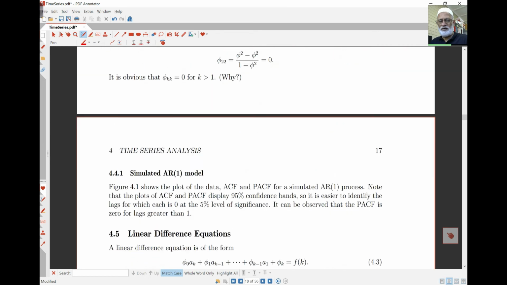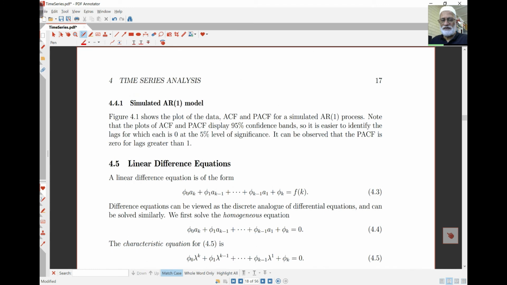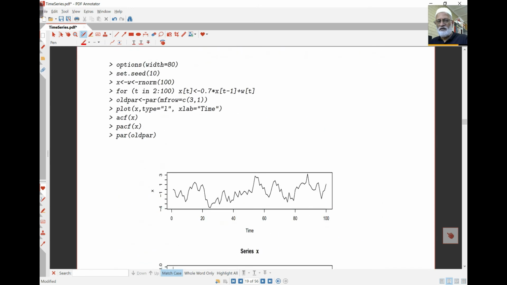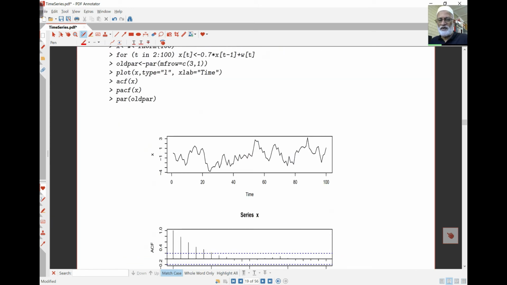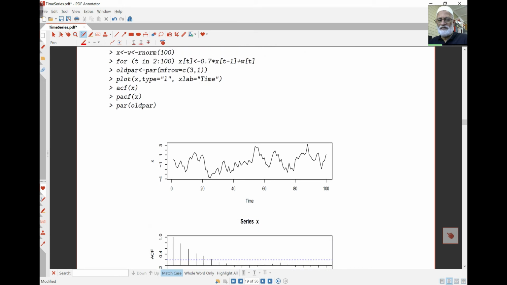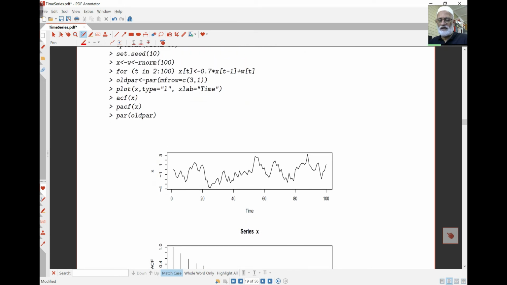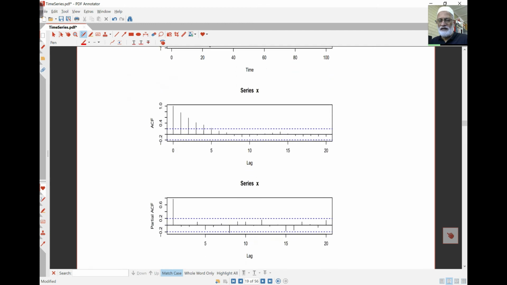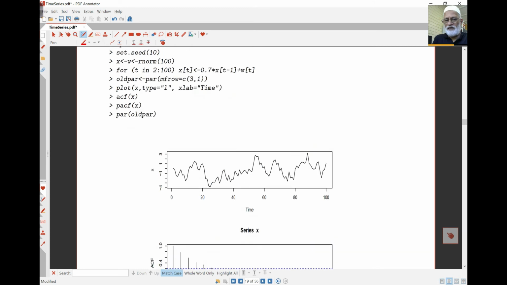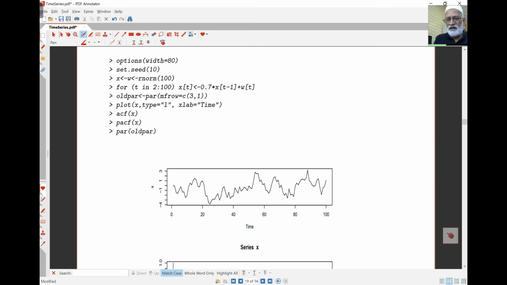So let's take a look at some plots here for the AR1 process. Figure 4.1 shows what's going on here. Here's figure 4.1, and I'm going to code there, you can look at this as well. Here is the actual process itself. There's no trend here. It's just a straight AR1 process. As we said before, according to the equation there, yt is 0.7 yt minus 1 plus the error term.